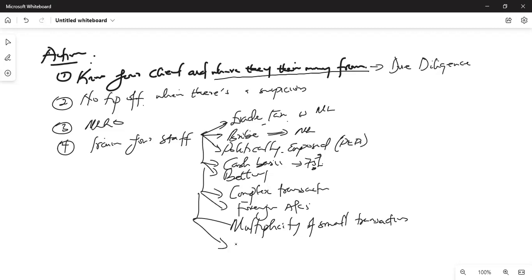So the last thing I want to add is a complicated group structure. So that is that. So when you're able to see all these things in the question, then you should be able to write about it. So you appoint a money laundering reporting officer. You train your staff to be able to spot these things and to report them.